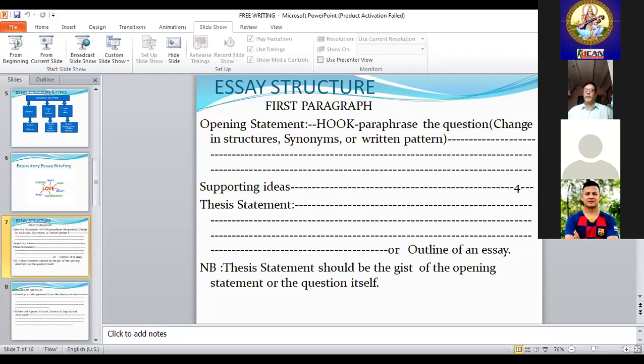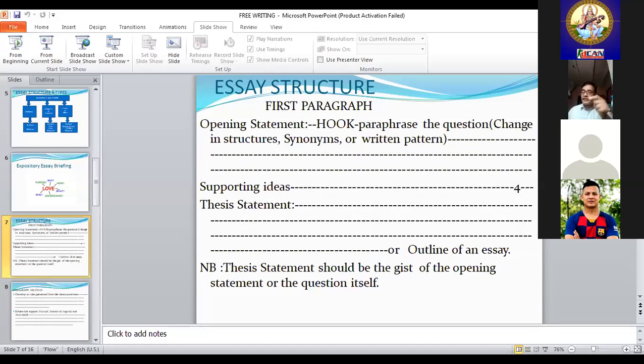So, opening statement. Did you see my PPT? Yes, sir. Okay, thank you very much. So I'm just going to give a brief about the opening statement. The first paragraph, line number 1. This is what I'm talking about. Students will have to understand what an opening statement is. The opening statement is a statement that is taken from the questions.